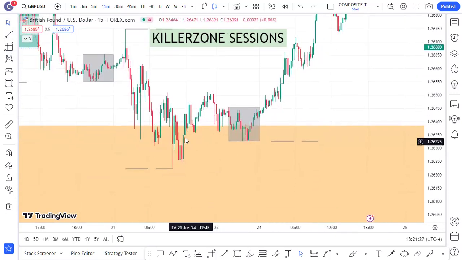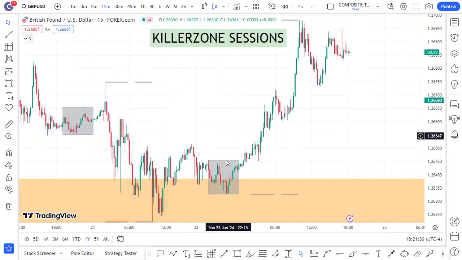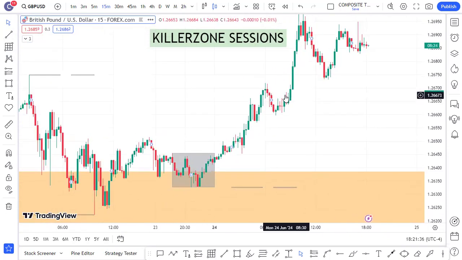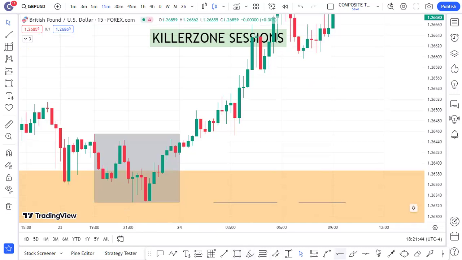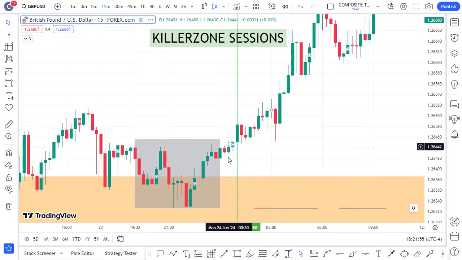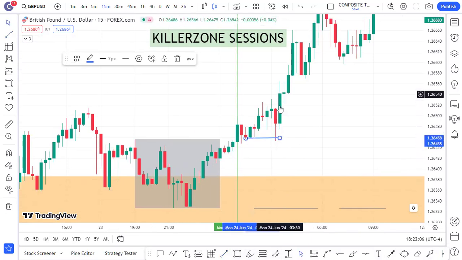During the Asian session, this low was taken out and the price rallies to the upside. The London session opens at what time? We say that the London session opens at 1 a.m. The market must take out liquidity for it to buy. Just look at the time here. This is the opening of the London session, and you can see price rallies to the upside, returns and takes out this low. That's where you could buy here.